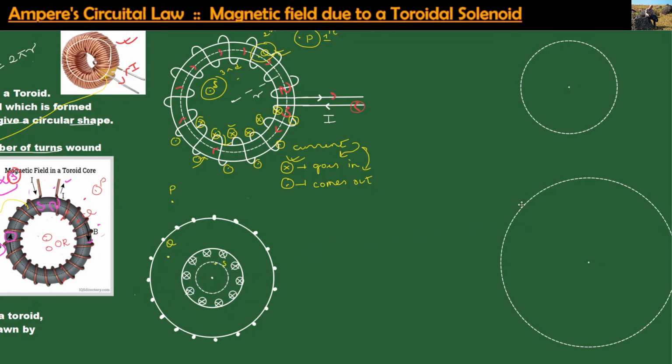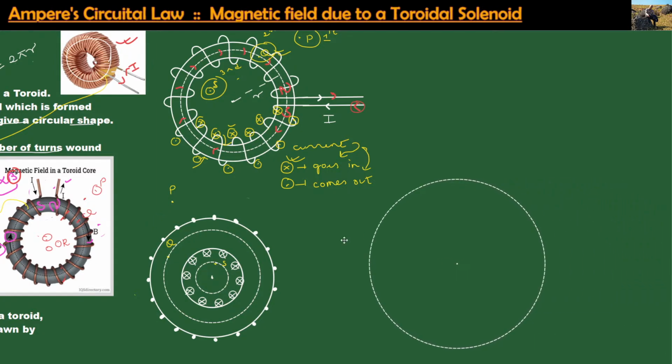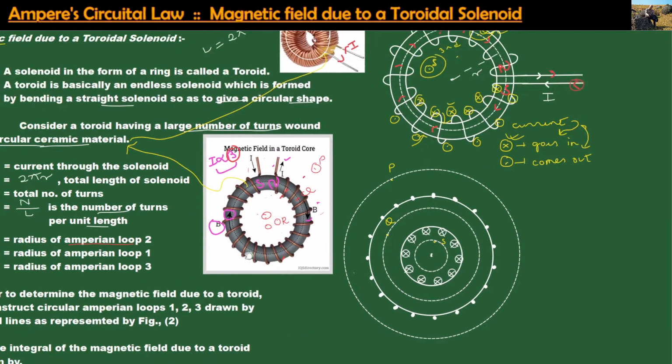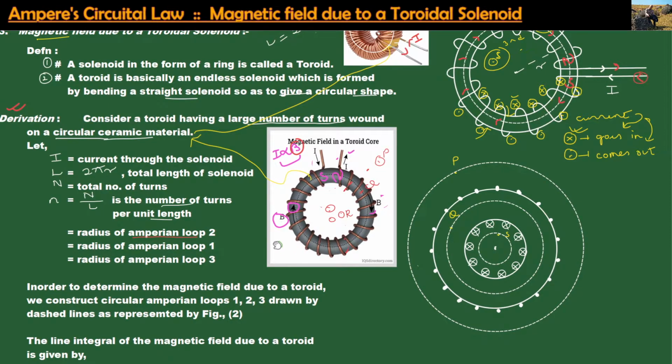Then with respect to this point P, I will take another Amperean loop and place it over there. So these are the loops, these are your Amperean loops. I will consider this as loop number 1. I will write this as the first loop, for this spherical surface with respect to point P.